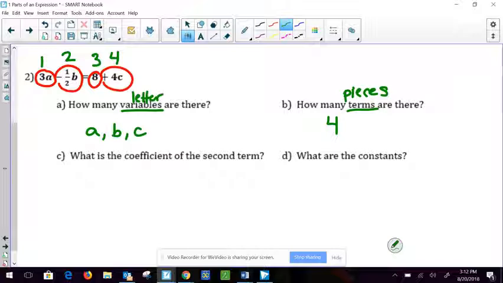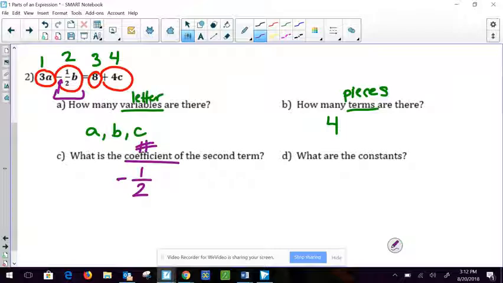Letter C is referring only to the second term. So we're only looking at that -1/2 b. And then it's asking for the coefficient. Remember that this is a number. It's not a letter, it's a number. So if we look at the number for the second term, we see that there's a 1/2. We must not forget that there's also a negative sign. So it's actually a -1/2.